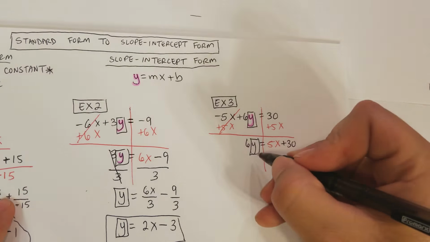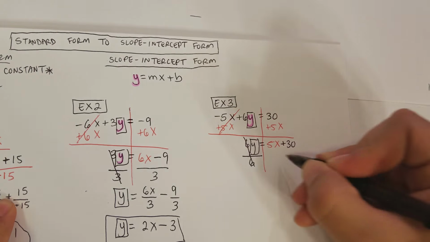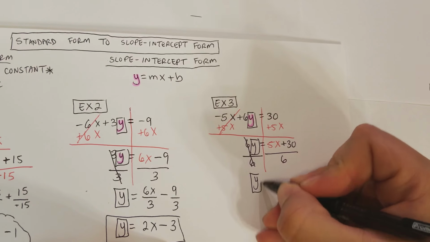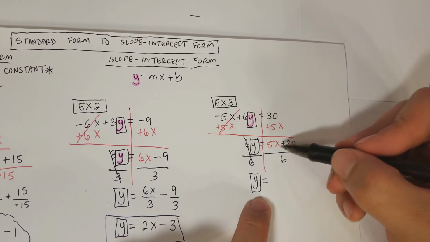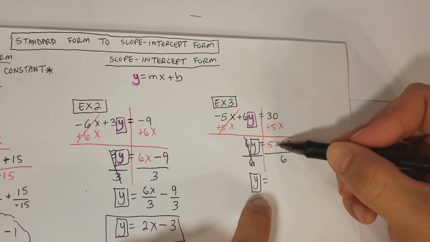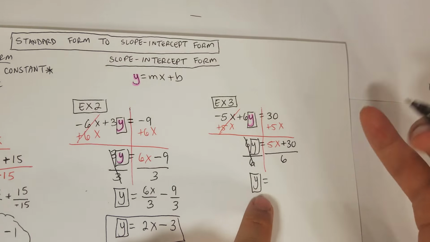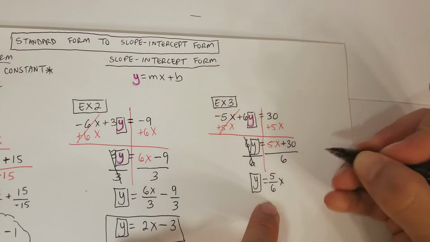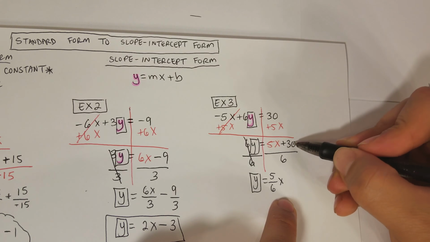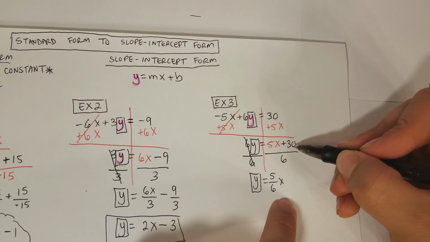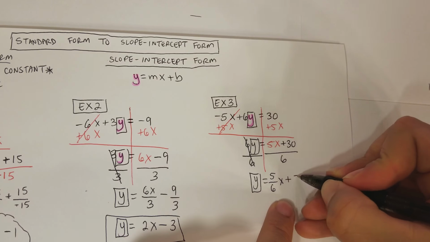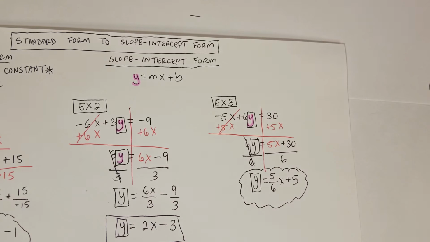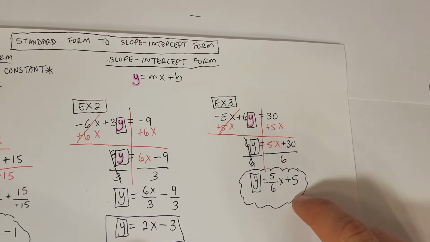Then I got to divide this by 6, so divide this side by 6. Divide this whole thing by 6. So drop down the y. We got our final expression for y. Y equals, I cannot divide 5 by 6, so I just leave it as a fraction. So it'll be 5 over 6x. And then 30 divided by 6, I could actually divide that. 6 times 5 is 30, so I can put a positive 5 here. So our final answer is y equals 5 over 6x plus 5, which I can graph.